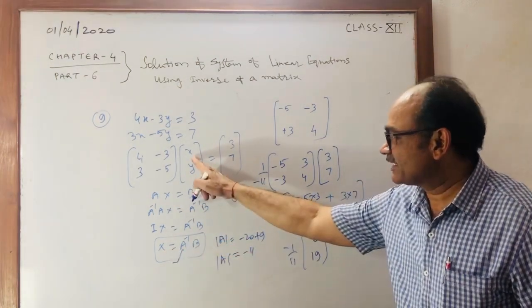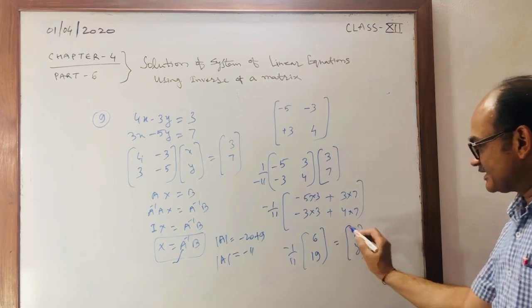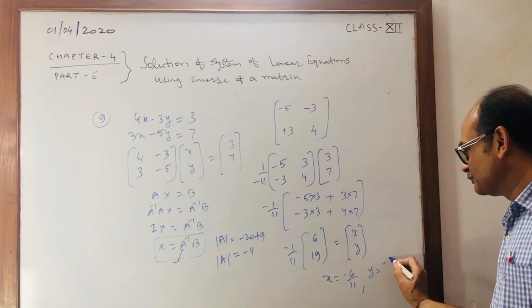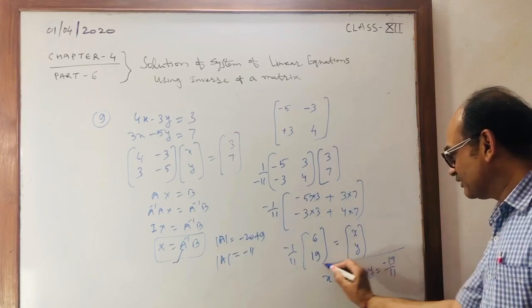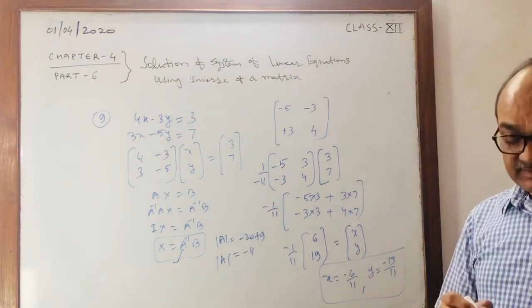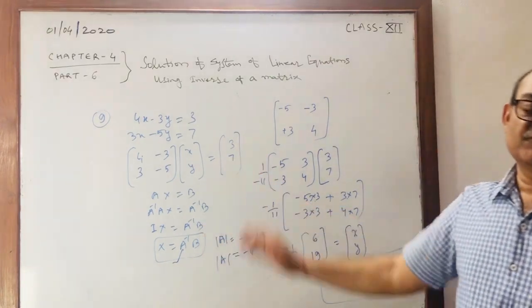What is x? xy. Compare. x equals minus 6 by 11. y equals minus 19 by 11. These are the two solutions. We can solve these type of 2 by 2 linear equations by the inverse of a matrix method.